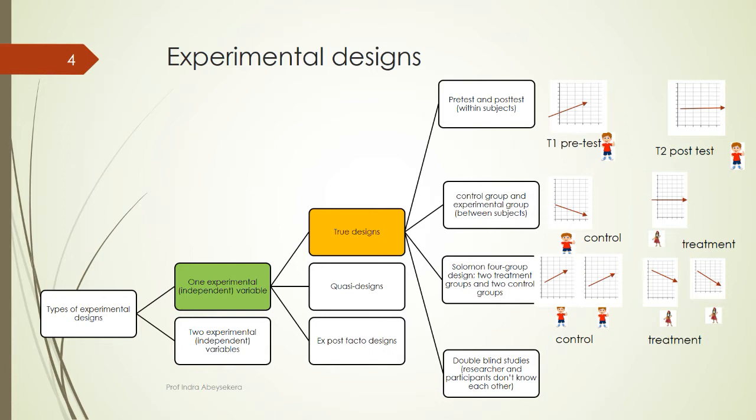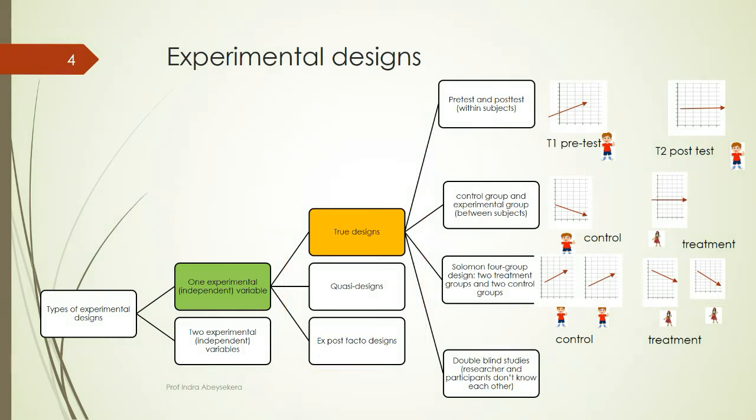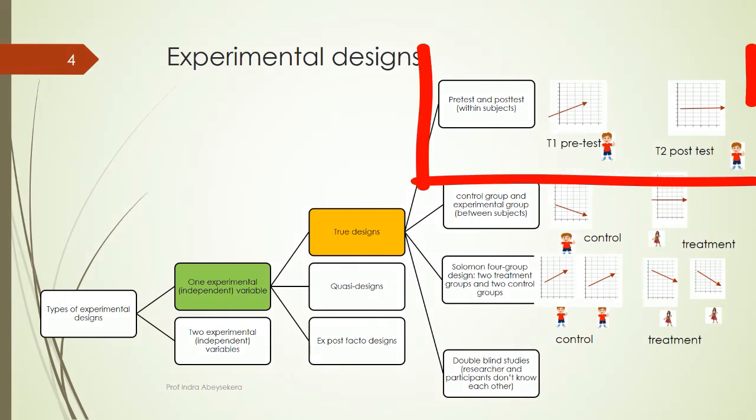One is called the true design, then the quasi design, and ex post facto design. Under the true design, the first one is we can have a pre-test and a post-test for the same subjects. In period 1, we do the pre-test, and after the treatment, we look at the same subjects in the next period, post-test.